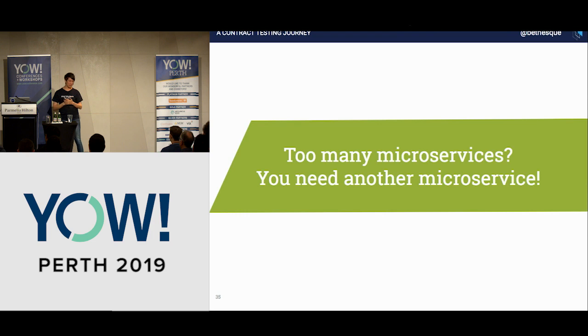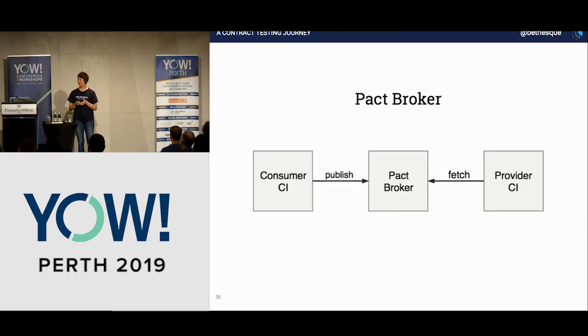So on one of the DS Hack days, we threw together this thing that we then called the Pact broker. And the Pact broker is this middleman that sits between the consumer build and the provider build, and it allows you to exchange the contract. So the consumer build will run and publish the contract, and then the provider build will run and pull down the latest version of that contract. So this meant the provider was always working on the latest version.